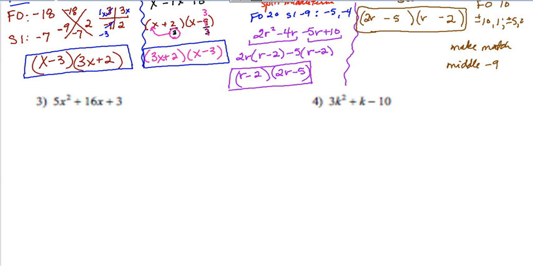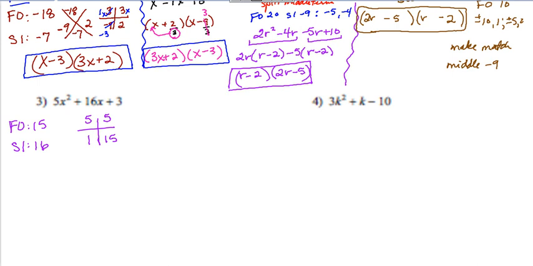Okay? So for number 3, I need to first look for a GCF. I don't see one. 5, 16, and 3 don't have one. And so I start thinking, alright, what are factors of 5 times 3, which is 15, whose sum is 16? And I should immediately be thinking, well, it's got to be a combination of 1 and 15, right? It's positive 1 and positive 15. If I was to multiply them together, I would get 15. If I was to add them together, I would get 16. The top of my t-chart should get the 5 that was the original beginning of this.